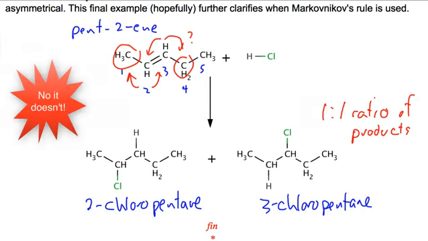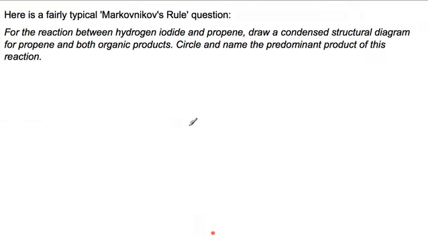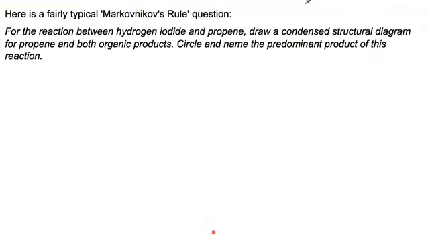Actually, I don't think it does. I think I got one more example here. Yeah. So here's a fairly typical question involving Markovnikov's rule. A reaction between hydrogen iodide and propene. Draw the condensed structural diagram for propene and both organic products. Circle and name the predominant product of this reaction.